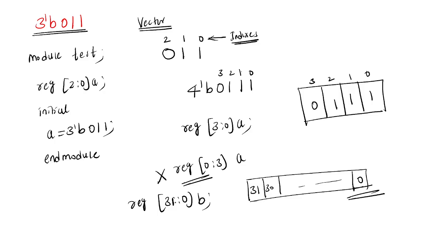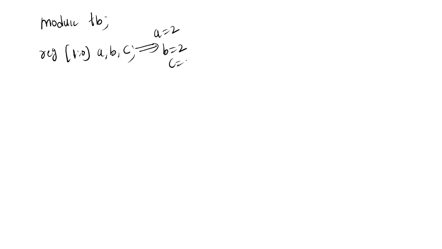Next, let us take a module TB with reg 1 down to 0 A, comma B, comma C. What is the width? Both A equal to 2 bits, B equal to 2 bits, and C is also equal to 2 bits. It will assign all as 2 bits only.